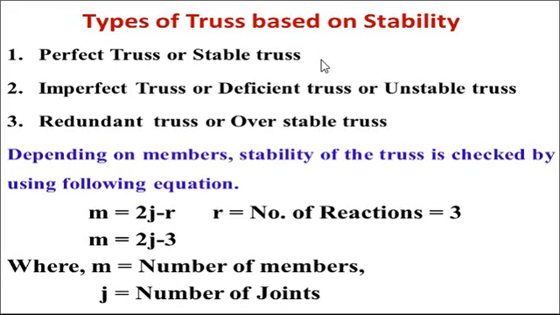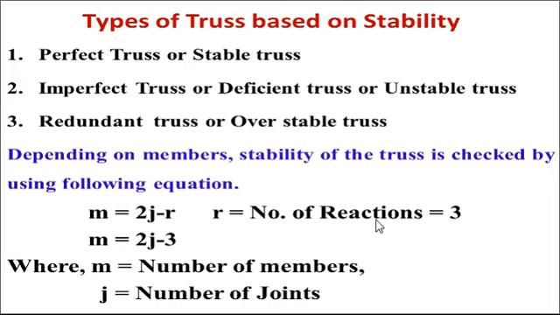So first of all, what is stability? Stability is checked by using one equation. That equation is M = 2J - R, where R is the number of reactions or number of unknowns. After drawing the free body diagram of the particular truss, you will come to know the number of unknowns. R will be equal to the number of reactions or unknowns.